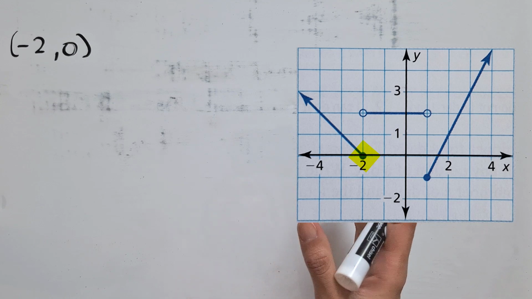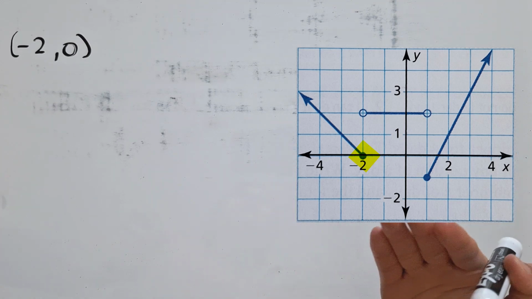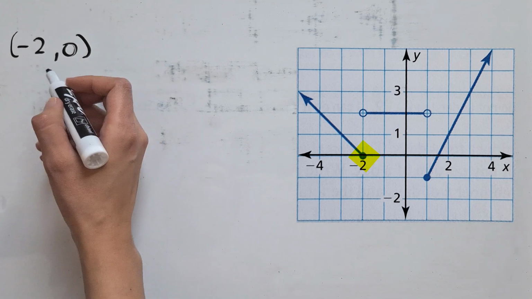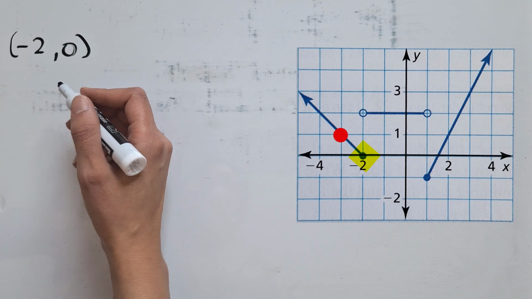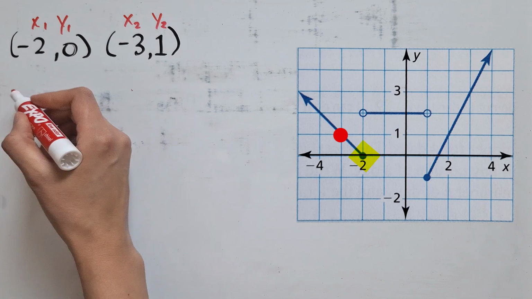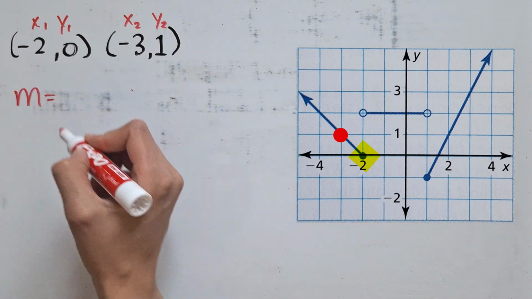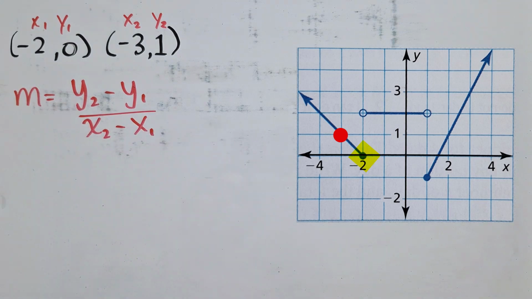And if we find the m, we can find the b, and that means that we can write the equation of that line. But we already have 1 point. Another point could be -3 and 1. For those who don't remember, we have a little formula for the slope, and it's this one. So let's find the slope of this first line.